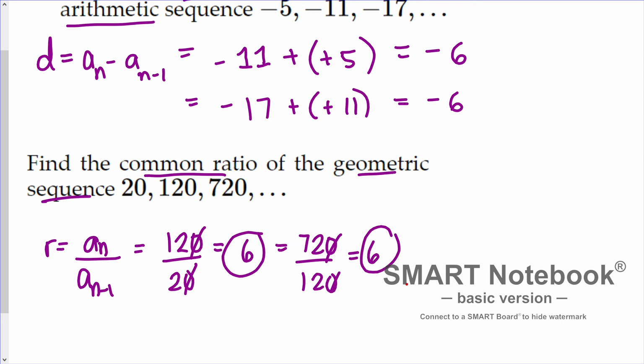All right, you guys, so now remember we said we wanted to find what A10 was, right? Like the 10th term. Well, we're going to learn that in the next lesson.